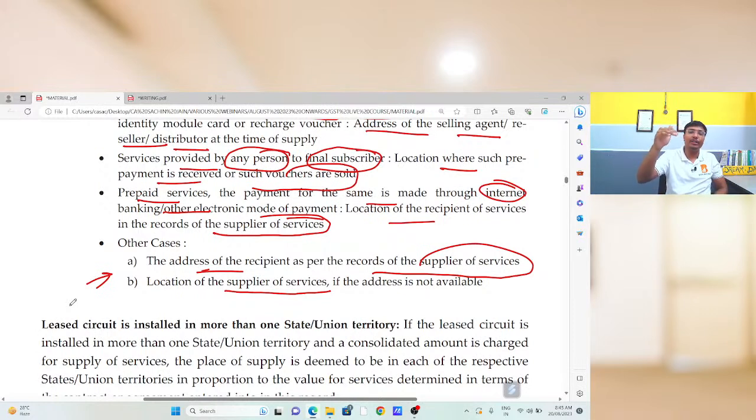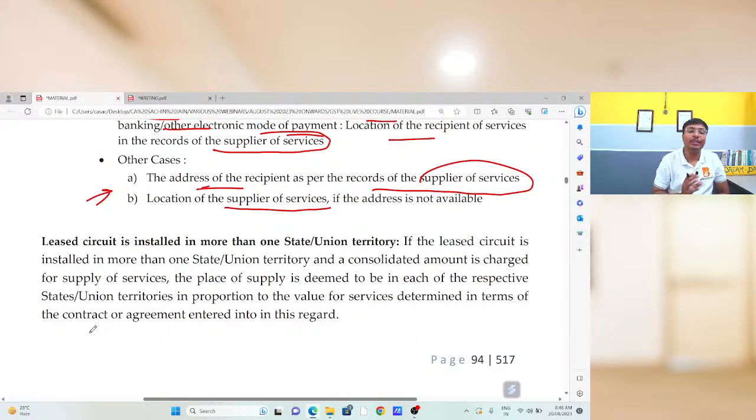First category, in case of telecommunication towers, telecommunication lines, and antennas, the location of the particular establishment. In case of postpaid services, the billing address. In case of prepaid services, if selling through an agent or reseller, the place of that agent will be treated as the place of supply. If the sale is done by a person other than the selling agent, the location where the vouchers are sold. And in case of internet banking, the location of the recipient of service, and the general principle is also there.